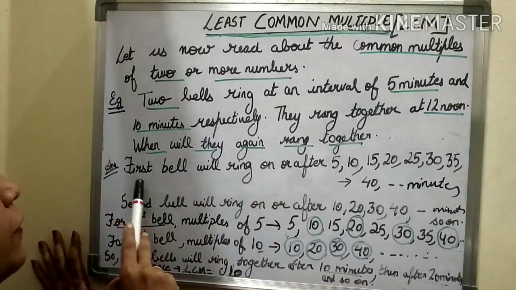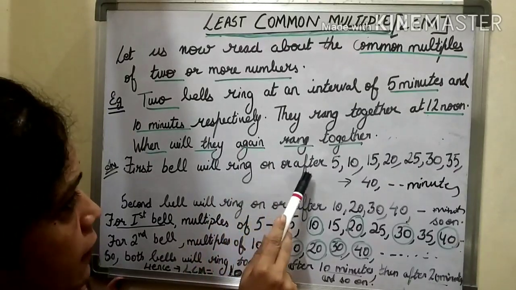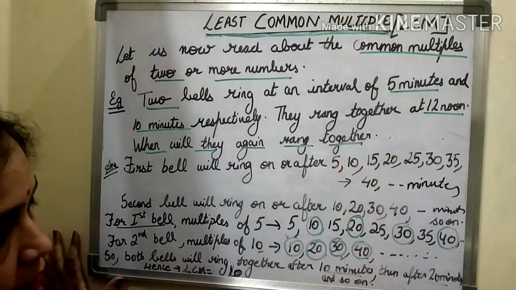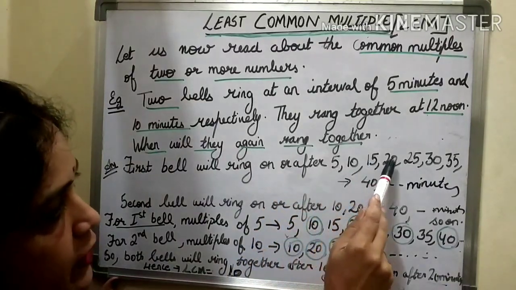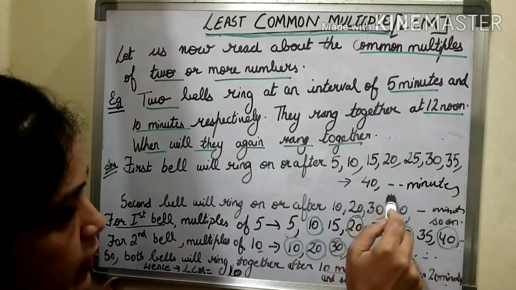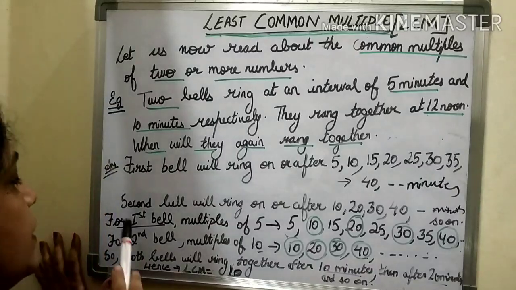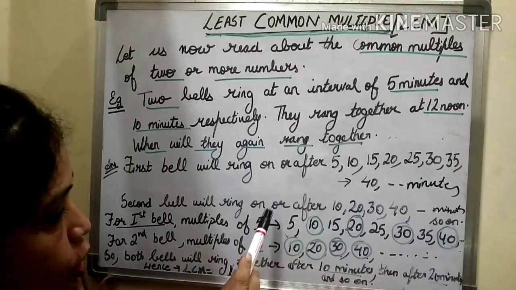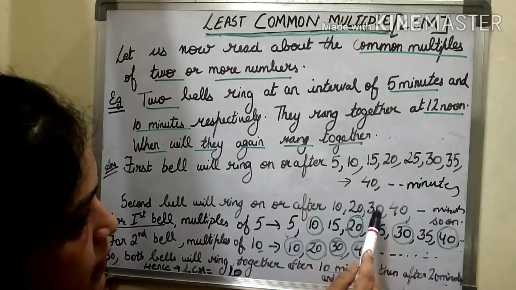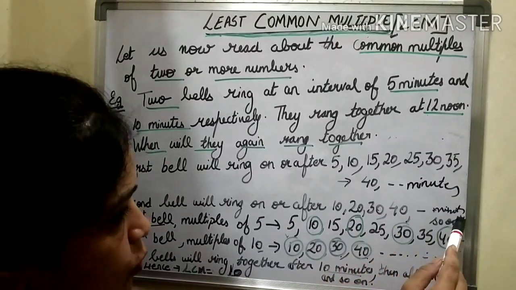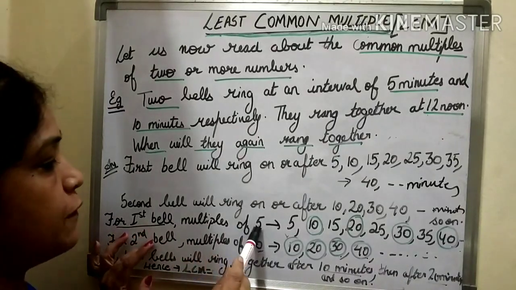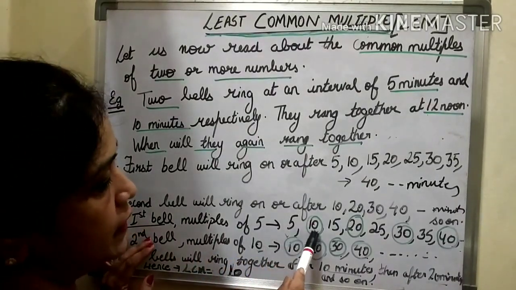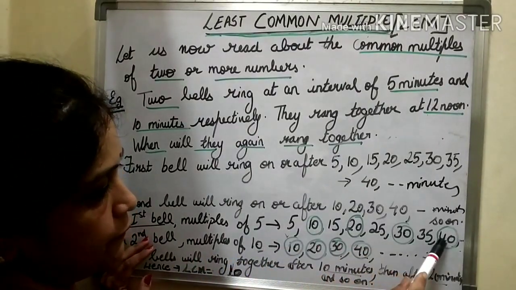Now the first bell will ring on or after a gap of 5 minutes. That means the first bell will ring after every 5, 10, 15, 20, 25, 30, 35, 40 minutes and so on. The second bell will ring on or after 10, 20, 30, 40, 50 minutes and so on. For the first bell, we take multiples of 5. What are the multiples of 5? 5, 10, 15, 20, 25, 30, 35, 40 and so on.